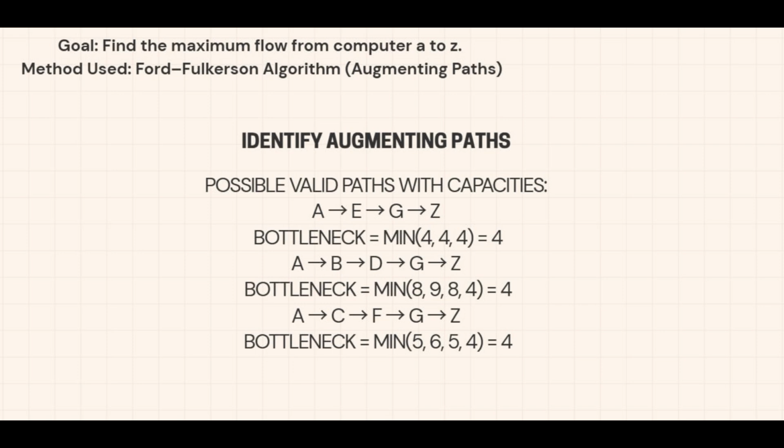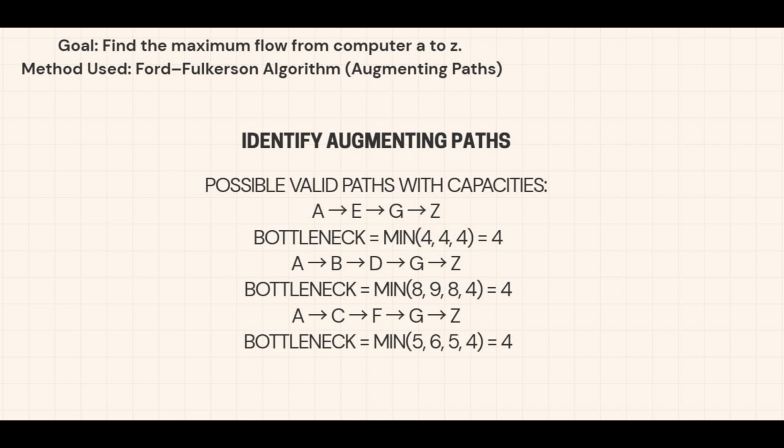Second augmenting path, A to B to D to G to Z. The capacities are 8, 9, 8, and 4. Again, the bottleneck is 4, so we add another 4 units of flow.